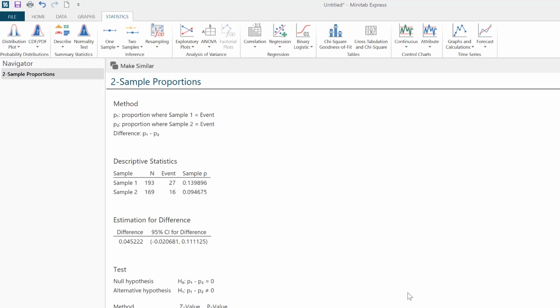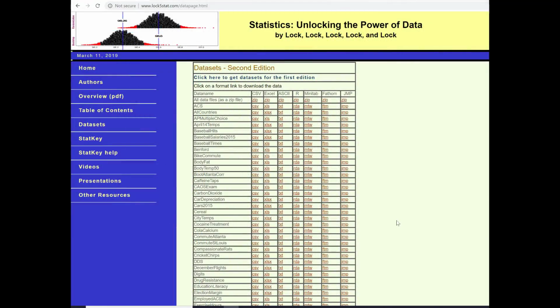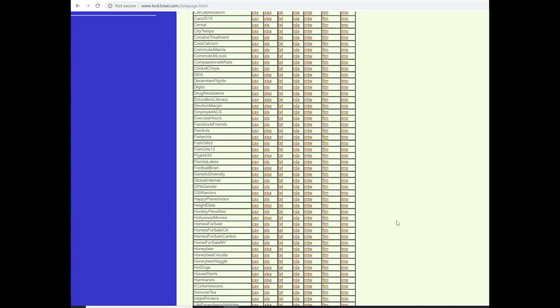Next, I'll do an example using raw data. I'm going to use a data set that comes with the Locke textbook. You can find this on their website. The data set is called ICU Admissions, and you'll want the MTW file.